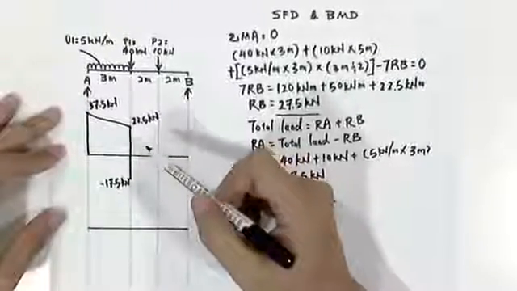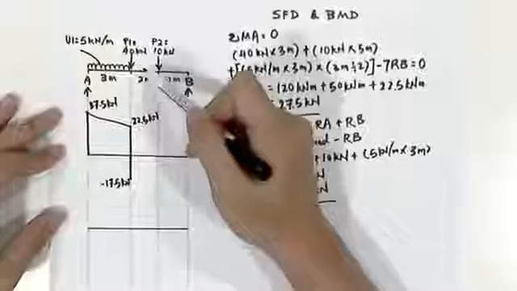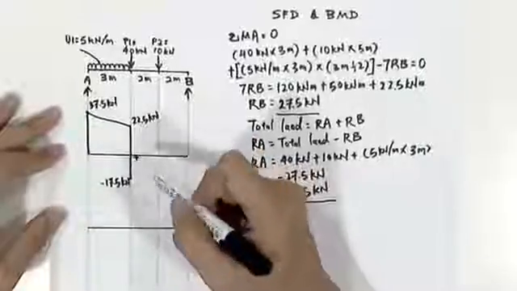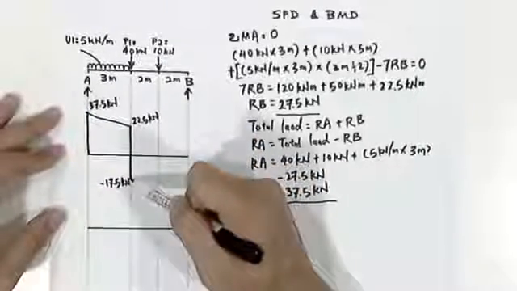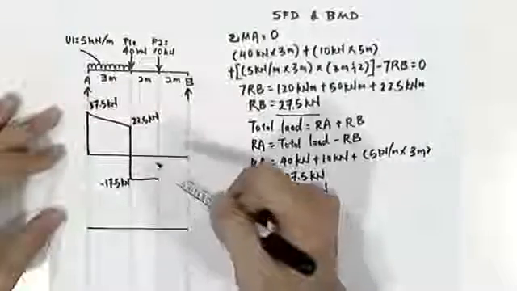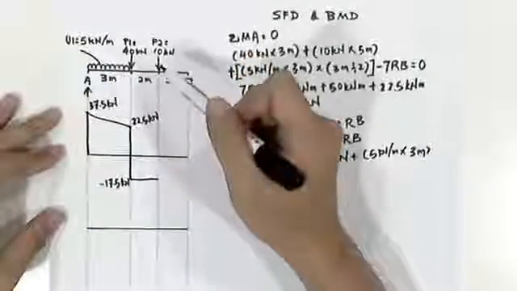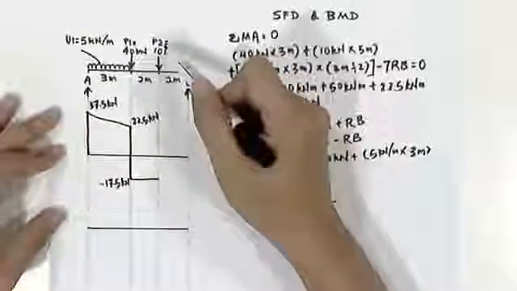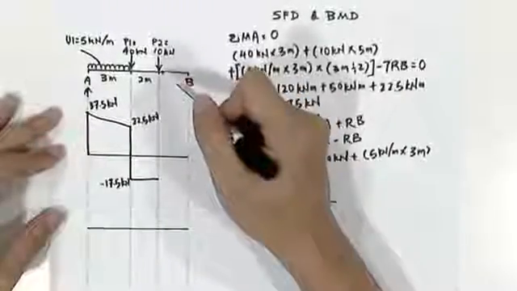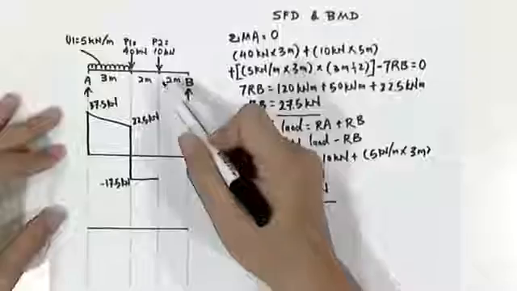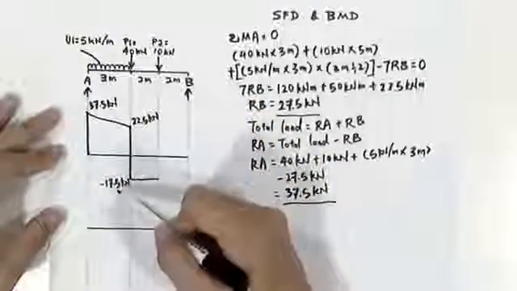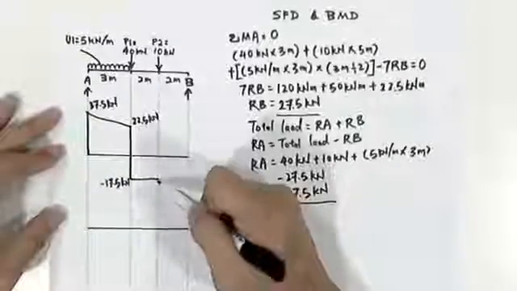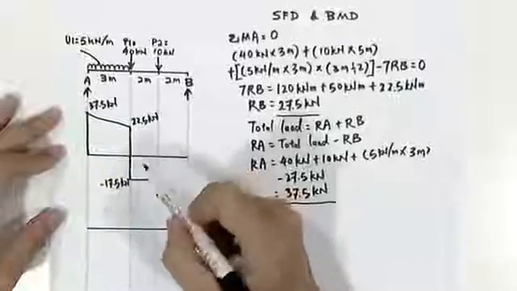kilonewton. When we look at this band, there's no force on this 2 meter span, therefore the shear force will stay the same. So we draw one straight line until we reach the third point. At this point, we have point load 2, a 10 kilonewton acting here. Therefore we have to deduct 10 kilonewton out of negative 17.5 kilonewton.